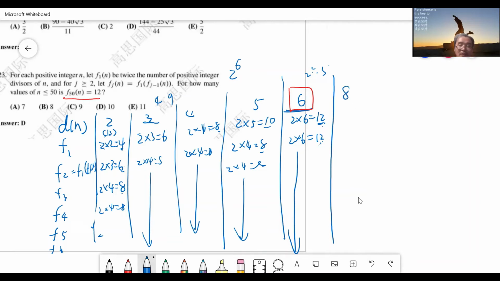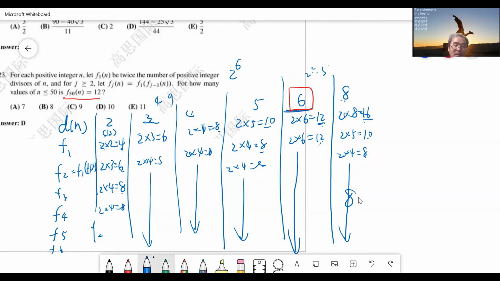What about 8 factors? 2 times 8, which is 16, right? So then 16 is 2 to the power 4, which has 5 factors. Then 2 times 5 equal to 10. Then 10 has 4 factors. 2 times 4 equal to 8. So you have 8 factors. Then you have 8 and beyond. So that does not work.